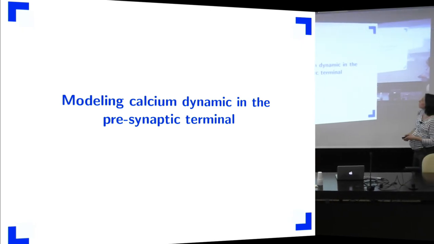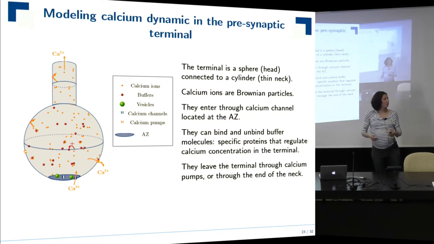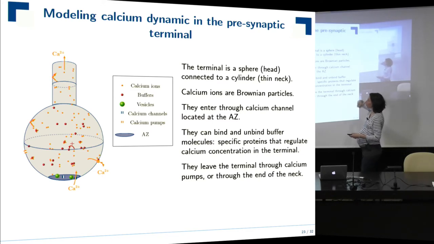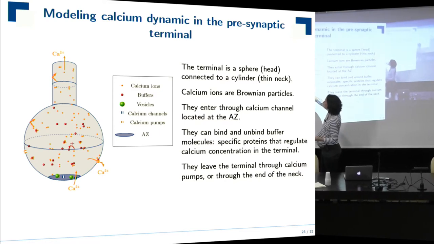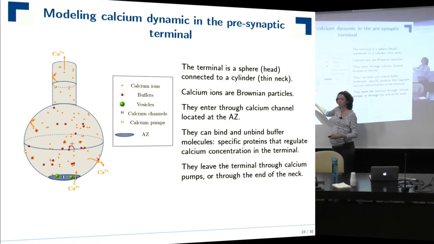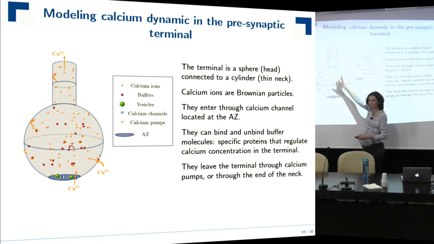Now that I have all of these results, I can build a bigger model of the terminal. So again, what were the rules of the biological model? Calcium enters through voltage-gated calcium channels at the active zone where you have vesicles. They either bind to the complex here, or they go to the bulk. And in the bulk, they have their own dynamics that are pretty well known.